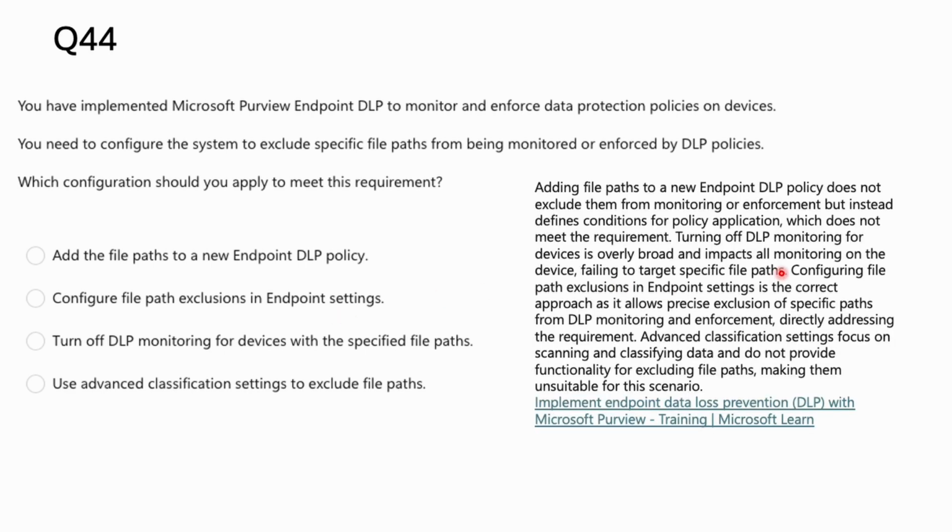If I explore the Microsoft reference document, here it also says that adding the file path to a new endpoint DLP policy does not exclude it from monitoring or enforcement, but instead defines conditions for applying the policy, which does not meet the requirement. Turning off DLP monitoring for devices has a broad impact on monitoring across the devices. So targeting a specific path exclusion in endpoint settings is the correct one. Even the Microsoft reference document says the same thing. So the right answer is going to be what? Configure file path exclusion in endpoint settings.